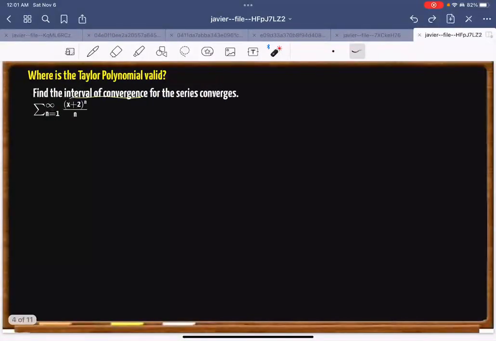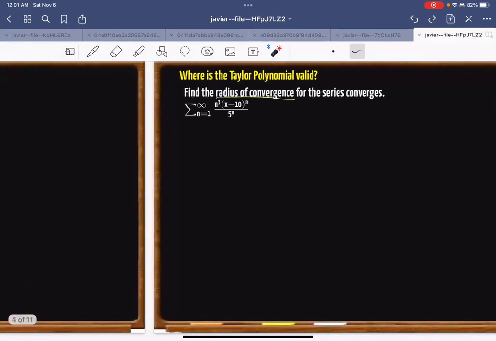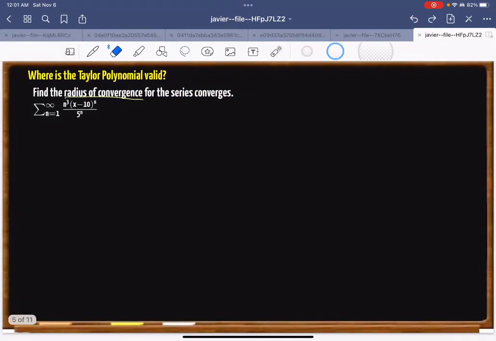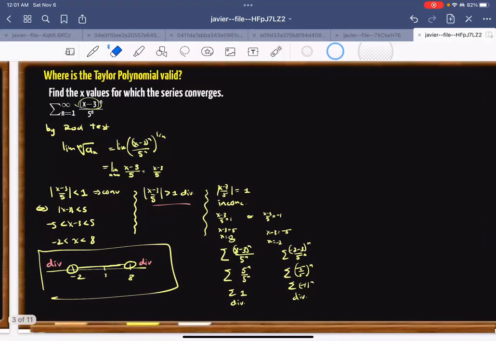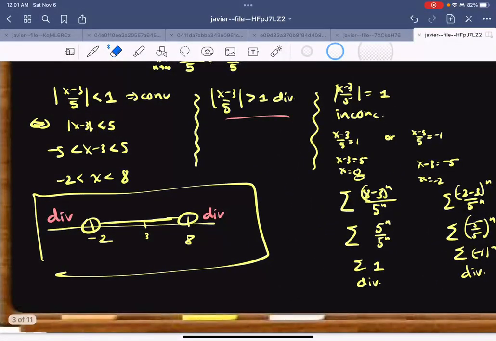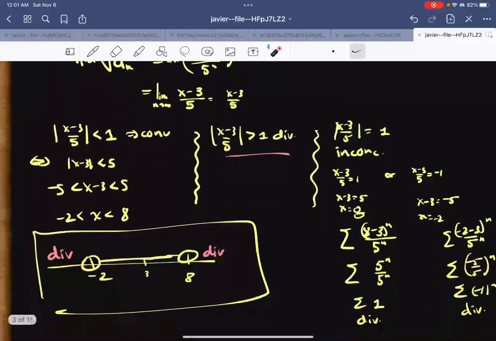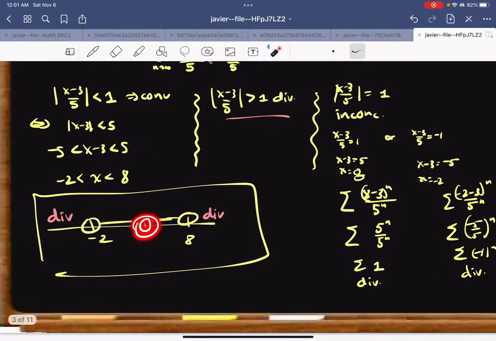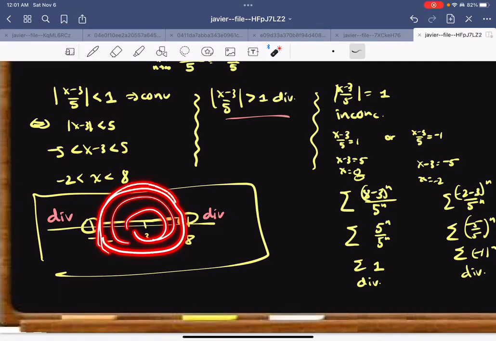One more time, maybe this one. The other thing is sometimes they'll ask you in a different way. They'll ask you, find the radius of convergence. So to find the radius of convergence, try to imagine that every one of these convergences is a growing circle around the point where the expansion is taken, in this case 3. Imagine a circle centered at 3. Imagine how big of a circle you can make until you get to the point where you're diverging.